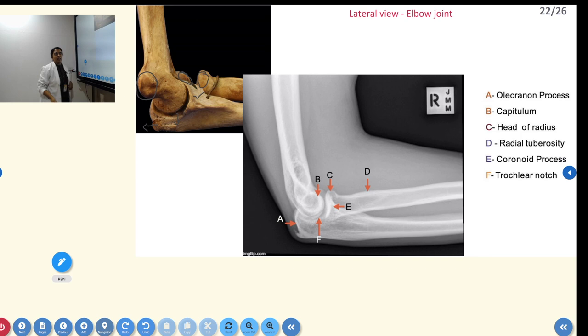Okay, now we can compare it with the X-ray of the elbow joint. Here we can notice A is the olecranon process. B is the capitulum, as you can see, because the capitulum is projecting beyond the anterior edge of the shaft of the humerus. And then we have C. If B is the capitulum, then obviously the head of the radius is going to articulate with the capitulum. Now D stands for the radial tuberosity, and E is the coronoid process. So that is basically the lateral view of the elbow joint.